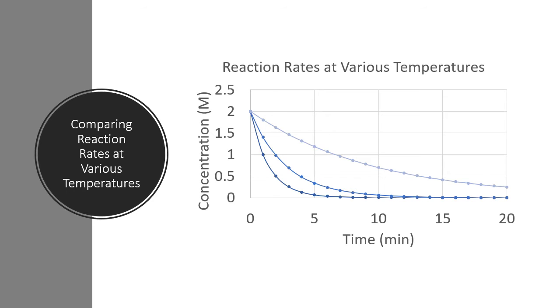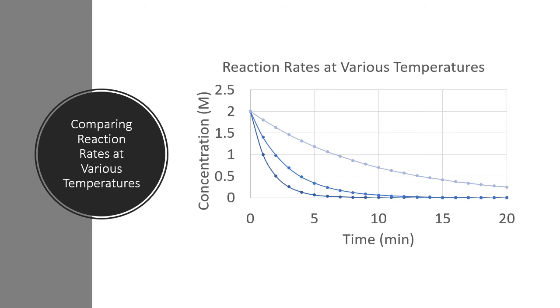Here we can see that the rates at which a reactant is consumed at various temperatures are also different. Which line do you think represents the reaction carried out under higher temperatures? The dark blue line shows the reactant being consumed more quickly. This reaction essentially finishes at around 7 to 8 minutes. At this point, there's no more reactant left.